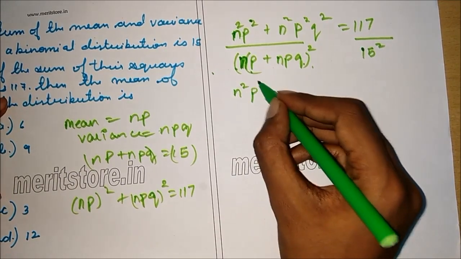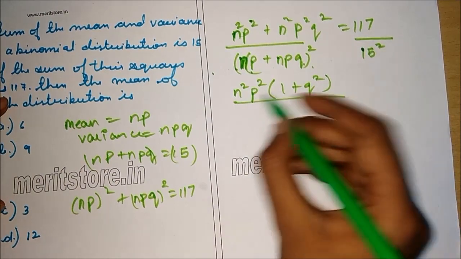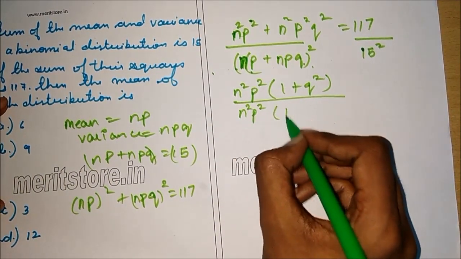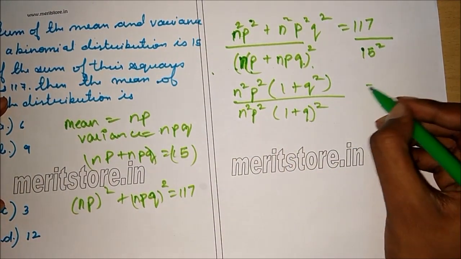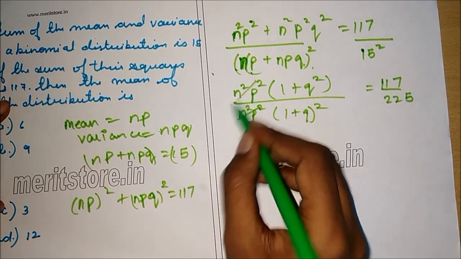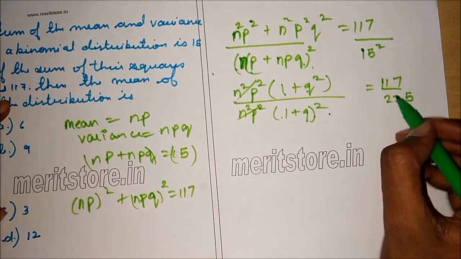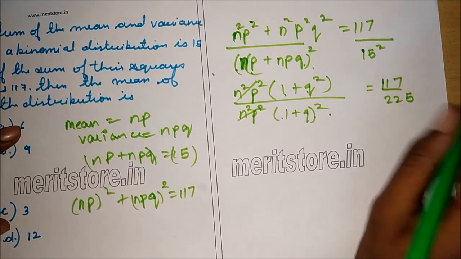So this will be n square p square (1 plus q square) divided by n square p square into (1 plus q) the whole square. This will be equal to 117 divided by 225. So n square p square will get cancelled. We are left with (1 plus q square) upon (1 plus q) the whole square equals 117 by 225.